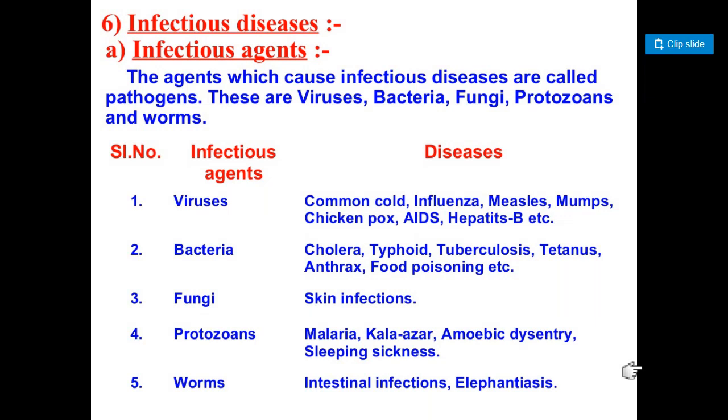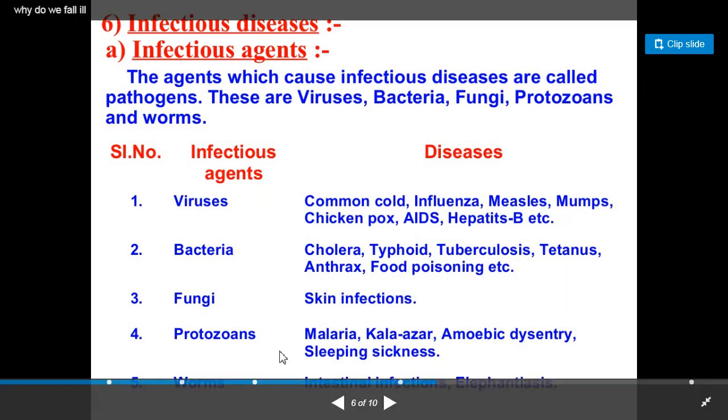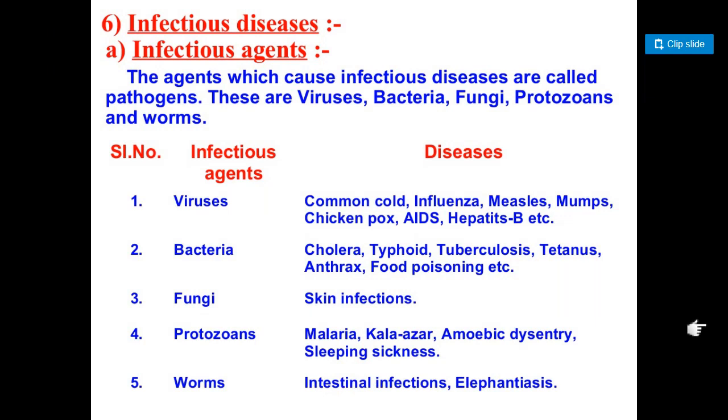Now first we will speak about the viruses. The infectious diseases which are spread through viruses are common cold, influenza, measles, mumps, chickenpox, AIDS, hepatitis B, etc. Now next is about the bacteria. Some of the diseases caused by bacteria are cholera, typhoid, tuberculosis, tetanus, anthrax, food poisoning, etc. Now fungi: the disease caused by fungi is skin infection.